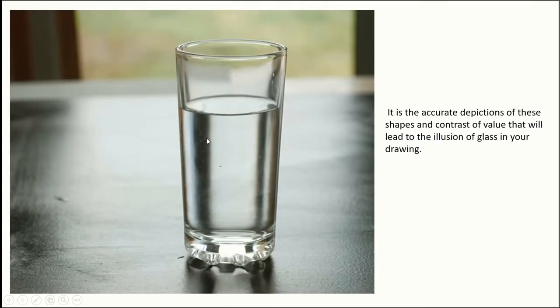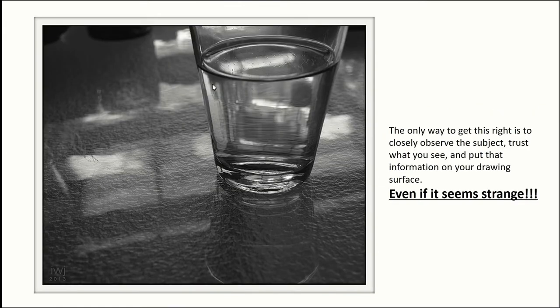It's the accurate depiction of those shapes and contrasts of value that will lead to the illusion of glass in your drawing. So you want to show all these weird little stripes and shapes that are abstract in your actual drawing. Draw them as shapes. Even this rusty colored shape. Do you see that rusty colored shape that's right there? And this one that's here, it's actually a person, but that's okay. Anyway, you definitely want to draw all those things.